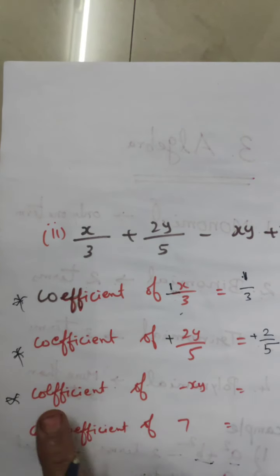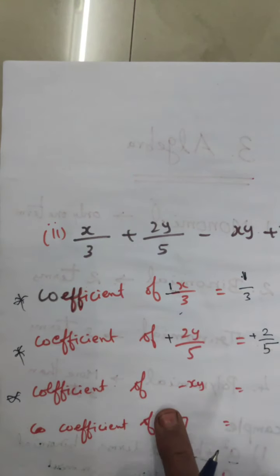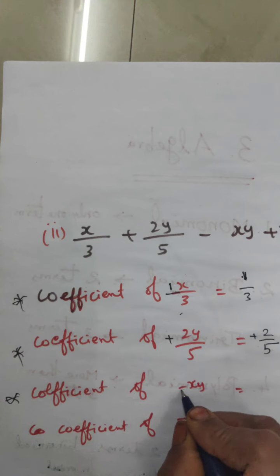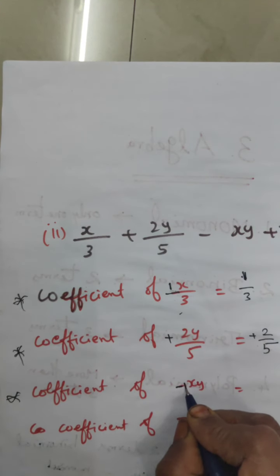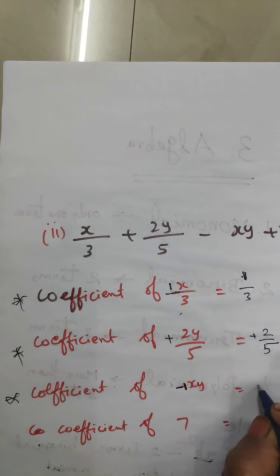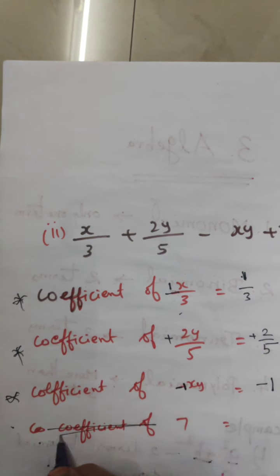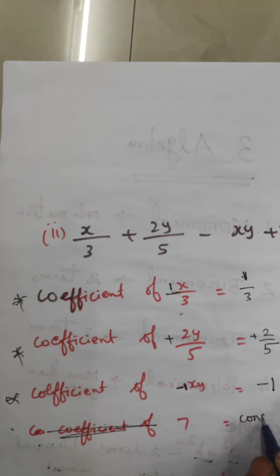Next step, the coefficient of minus xy. So how many xy are there in minus xy? There is a minus 1 xy. So you close the variable now. What is the answer? Minus 1. Next, the coefficient of 7. Any variables, they do not have. So 7 is the constant.